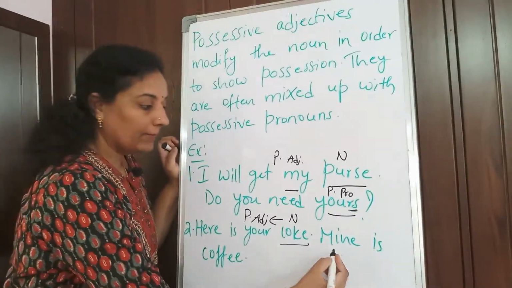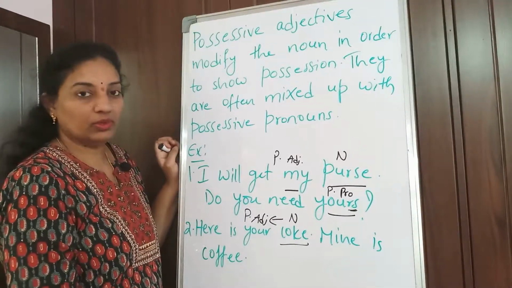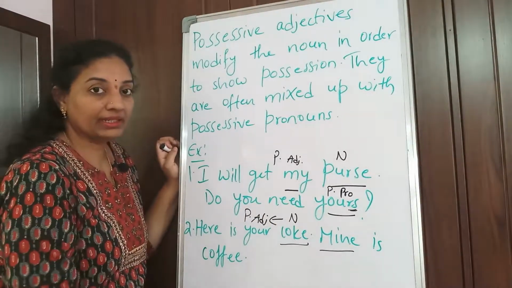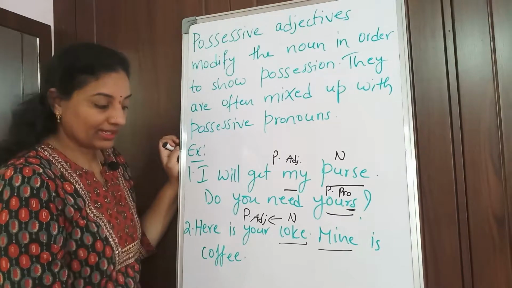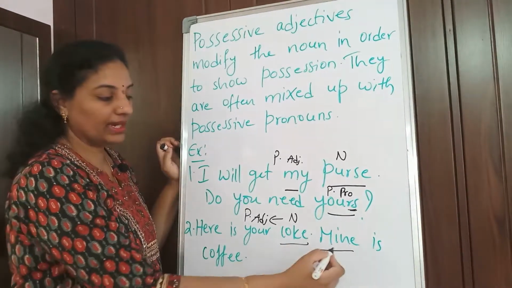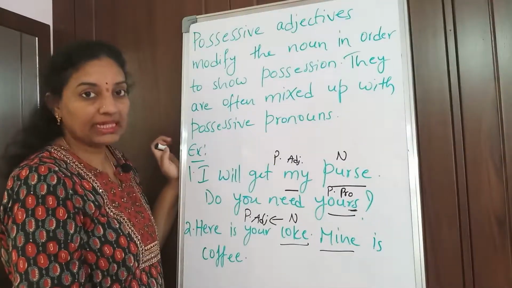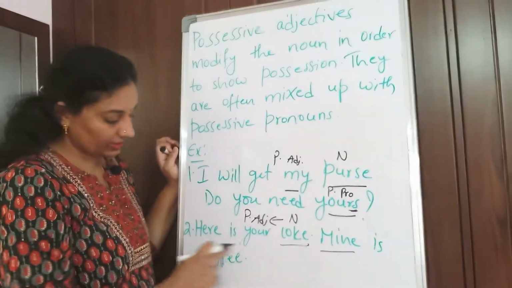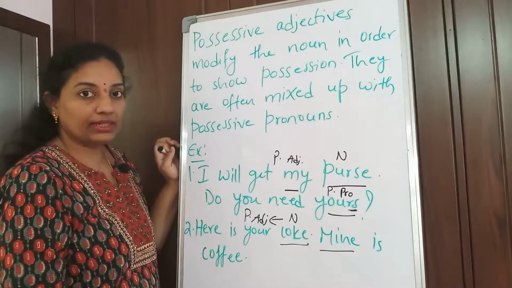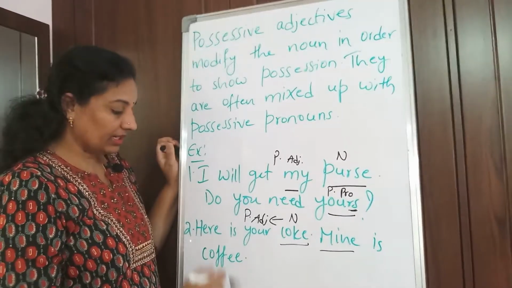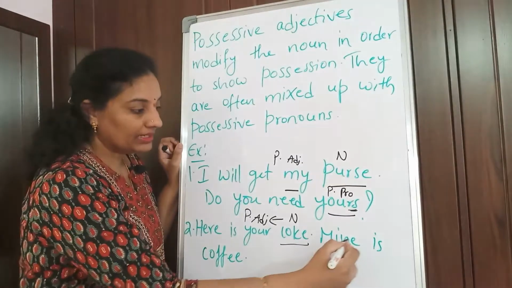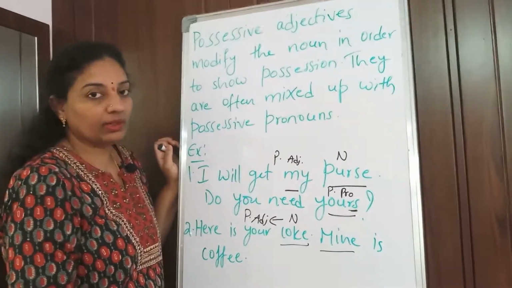Coke. Mine is coffee. What is meant by mine here? Mine here refers to drink. Coke is a drink. So mine is also some drink. It is implicit. We have to imply that meaning because there is no word called drink over here. Here is your drink Coke. My drink is coffee. That's what I mean to say.